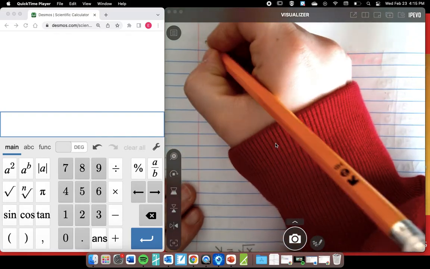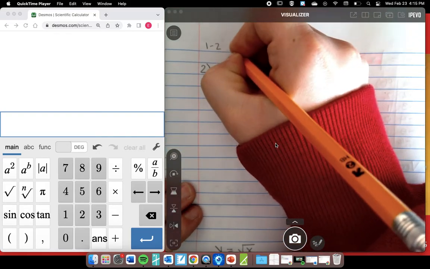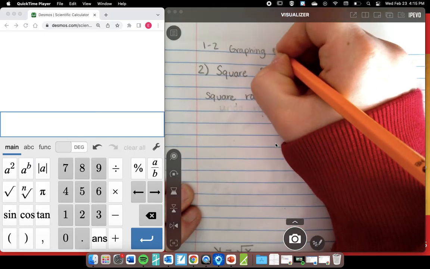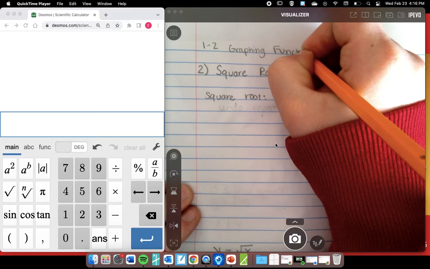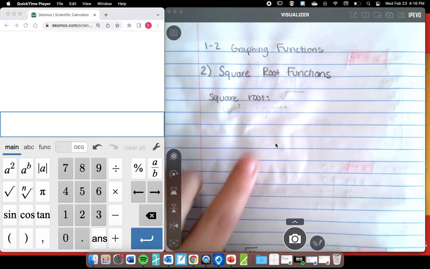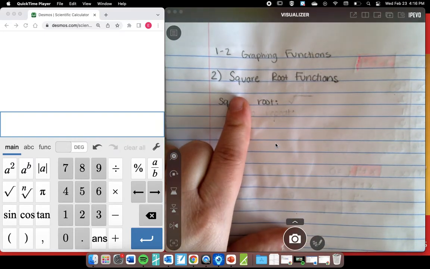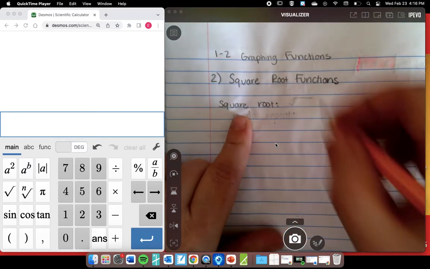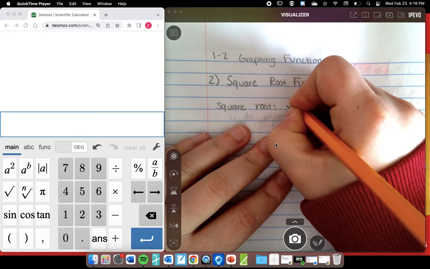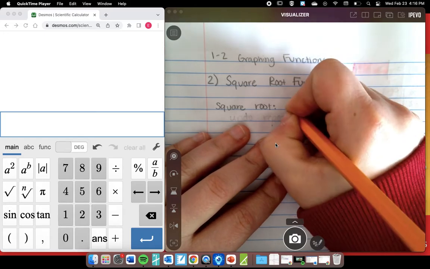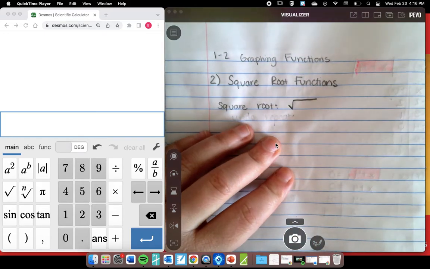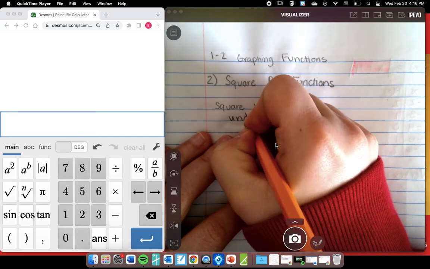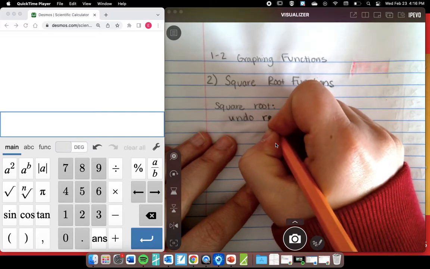We're still on I-2, graphing functions. This is module 2, so we're going to do square root functions. Before we start, we're going to remind ourselves what a square root is. Remember, a square root looks like a division sign with a little tick on the outside. The point of a square root is that we use it to undo repeated multiplication.